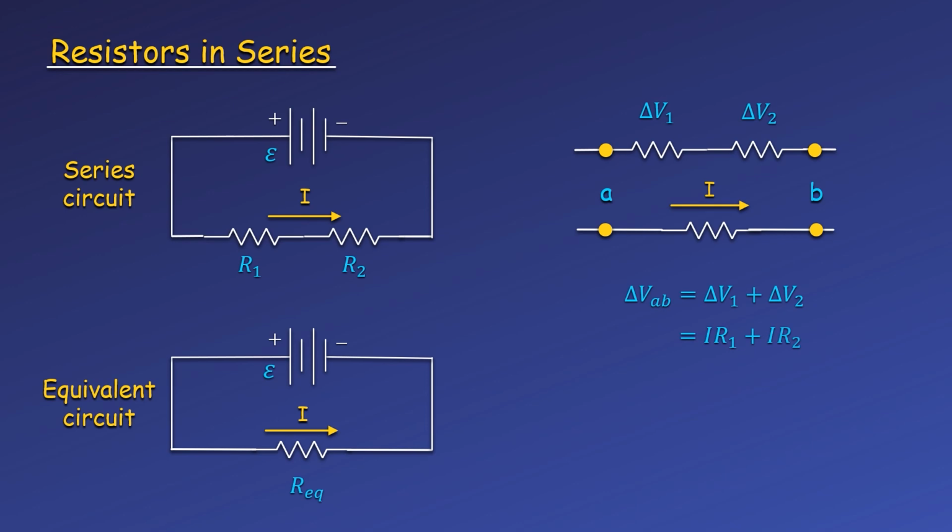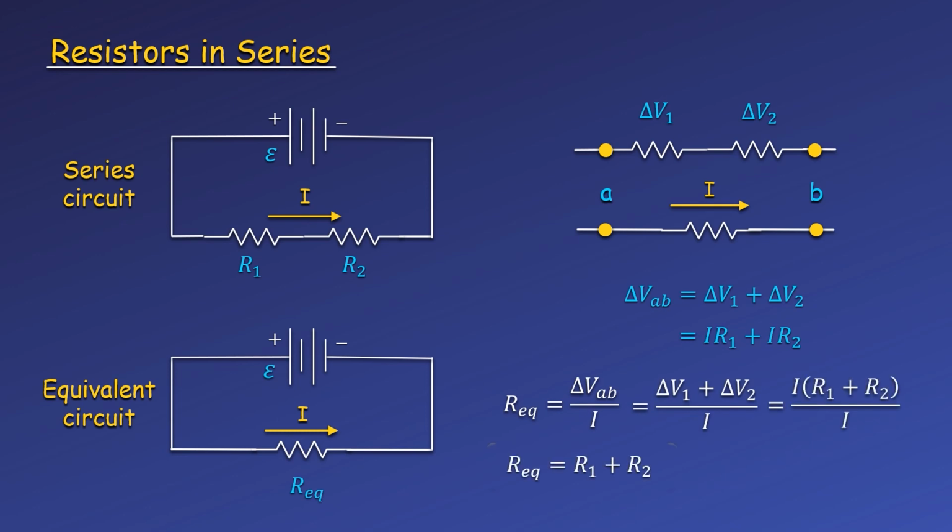There are no junctions, so by conservation of charge, the same current will pass through both resistors. Now we can write the equivalent resistance as the voltage from A to B divided by the current, just using Ohm's law. Plugging in the total voltage and substituting the resistances, we see the current will cancel, and the equivalent resistance is just equal to the sum of the individual resistances for resistors in series.